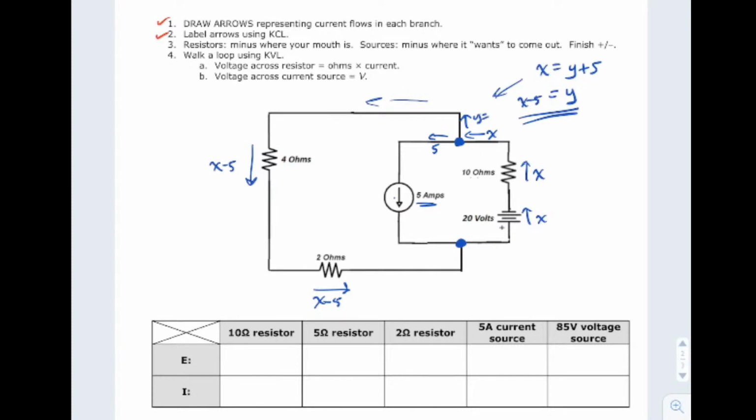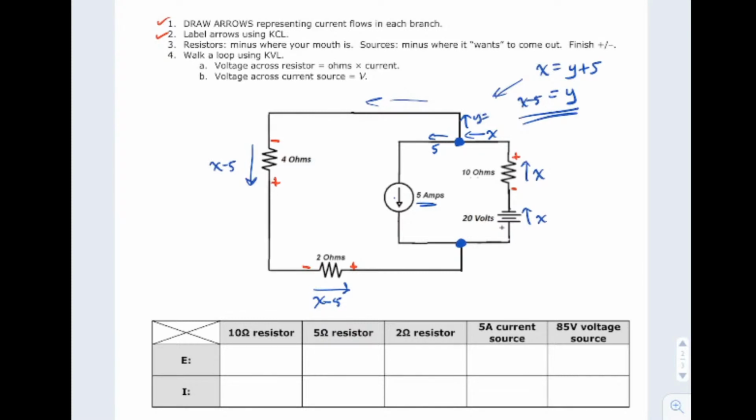Resistors, put your minus where your mouth is. Yeah. So here's a resistor. I'd have to put my mouth on this end if I wanted to blow through that way. I'd have to put my mouth on this end if I wanted to blow through that way. I think that's quicker to think about, actually. Where the current enters, put a minus. Yeah, where you put your mouth, put a minus. Minus where your mouth is. Anyway, those are my minuses there.